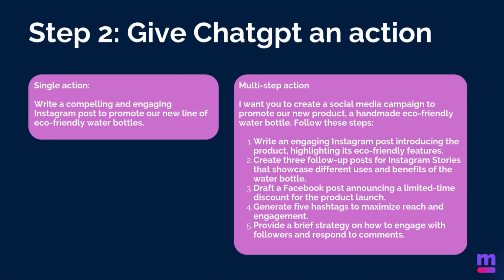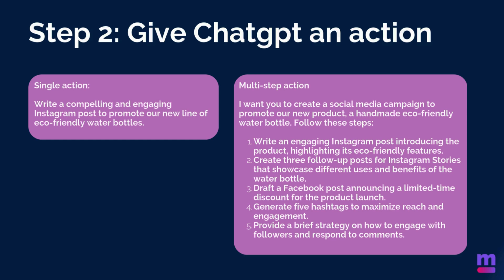Next, give ChatGPT an action. So you can have a simple action or a multi-step action. So the simple action is ideal for straightforward, quick tasks, and it's good for when you need immediate output. You don't want to wait too long to get a result. And if you want targeted and specific content. So for example, a single action might be, write a compelling and engaging Instagram post to promote our new line of eco-friendly water bottles. Simple, easy, okay.